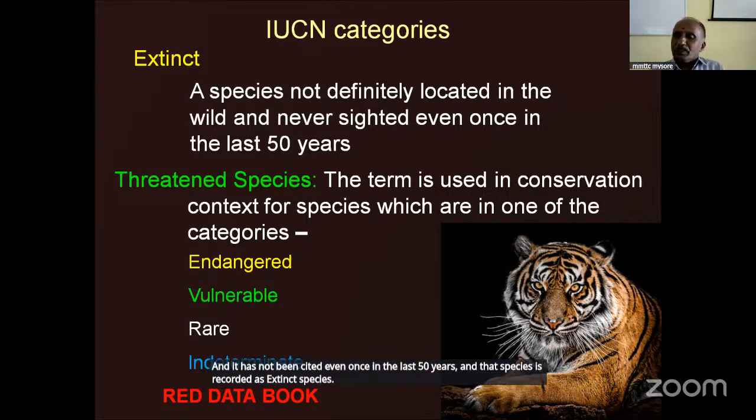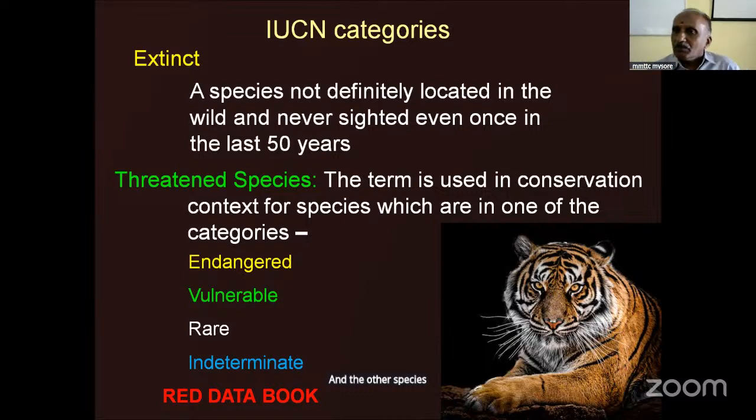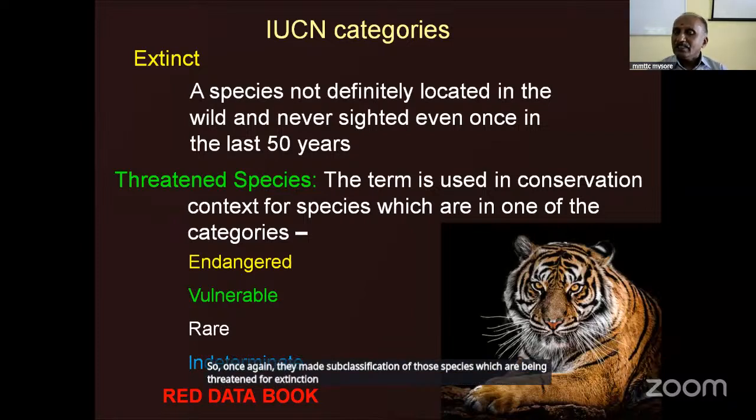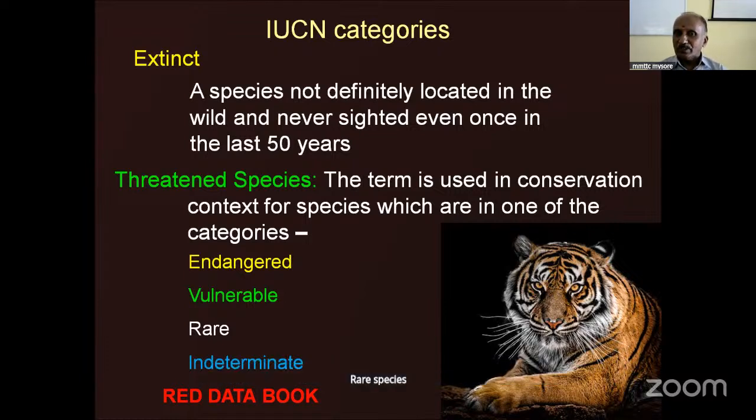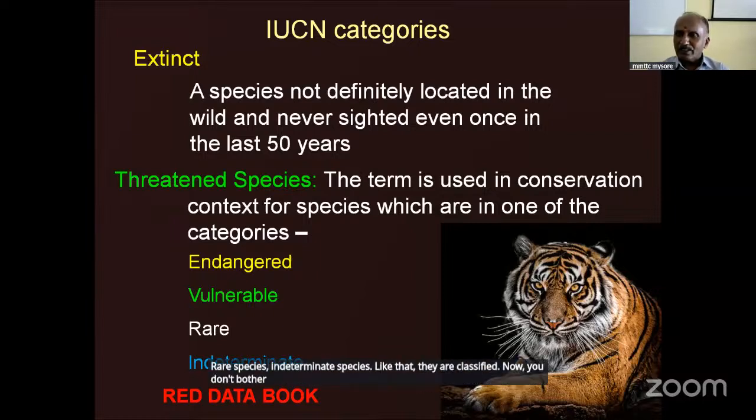And the other species, suppose there are some species that are not yet extinct, but they are likely to become extinct. So once again they made a sub-classification of those species which are being threatened with extinction, and there are various categories: endangered species, vulnerable species, rare species, indeterminate species. Like that they have classified. Now you don't need to bother about all this classification.